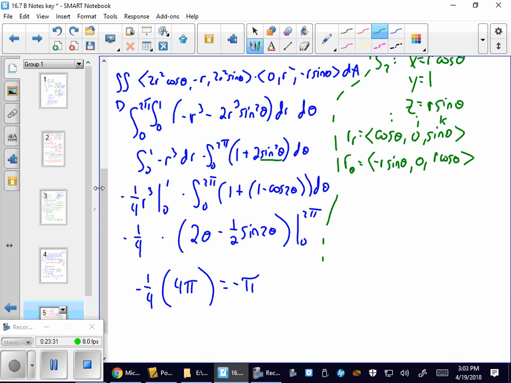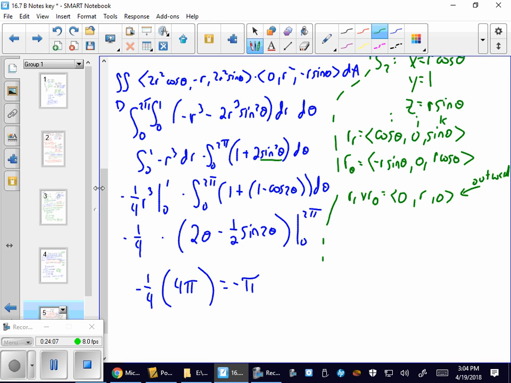So the i is going to be 0 minus 0. That's 0. Wonderful. So r cross r theta. The j part is going to be r cosine squared plus r sine squared, which of course is just r, so that's good. It's a positive r. This is looking good. And then for k, you're going to get 0. Wonderful. So this is outward. That's good. Positive r in the y direction tells me outward.